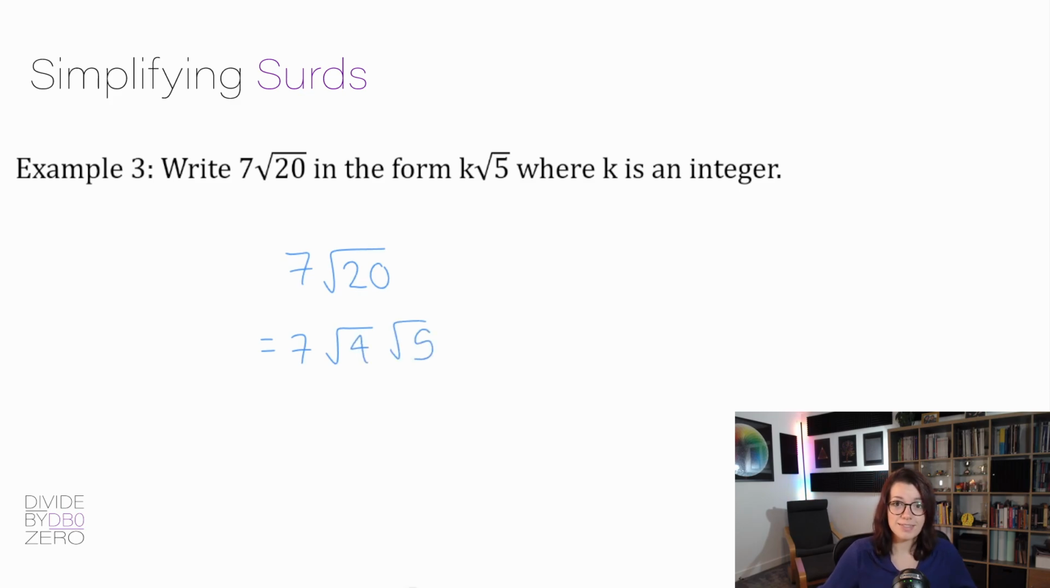I've chosen this because it's the shortcut method. Root 4 is just the same as 2, so we can have 7 times 2 root 5. Which gives us 14 root 5. And again, that looks like it's correct because we've got a whole number, 14, for our k value.